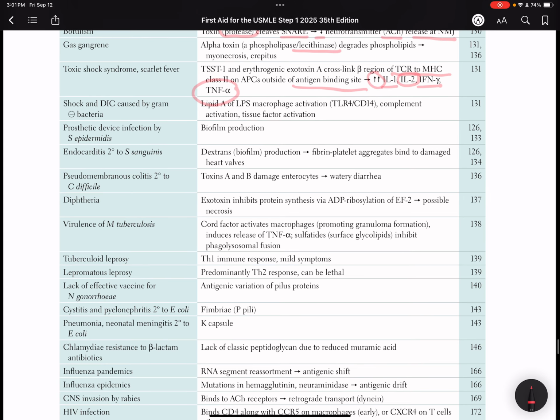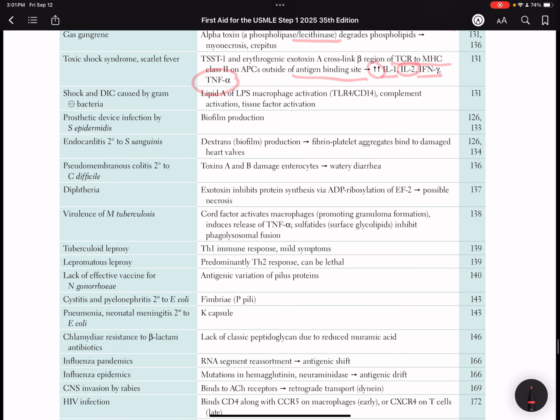What is shock and DIC caused by gram-negative bacteria? Lipid A of LPS causes macrophage activation, which is TLR4-CD14, causing complement activation, tissue factor activation. This is shock and DIC caused by gram-negative bacteria. Because they are gram-negative, they have lipid A and LPS macrophage activation and complement activation.